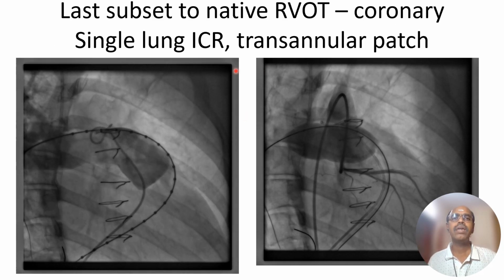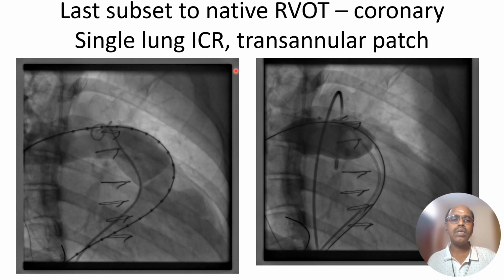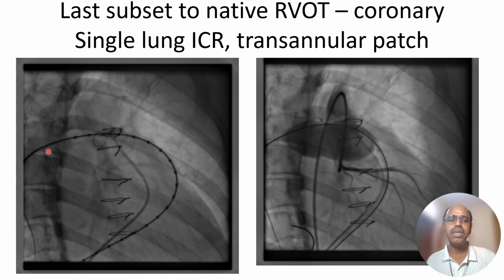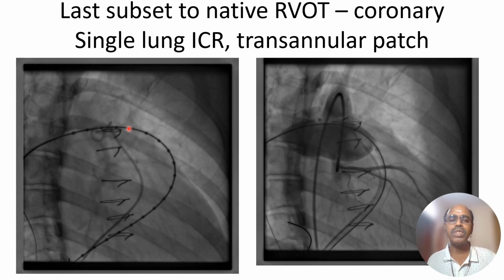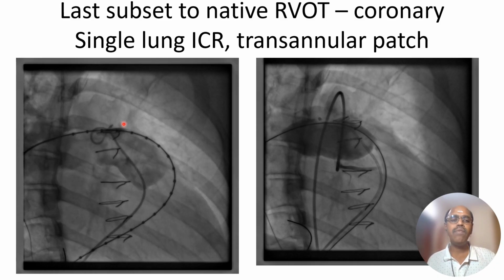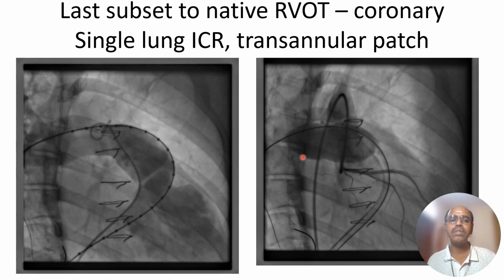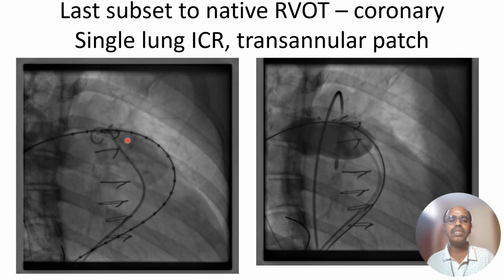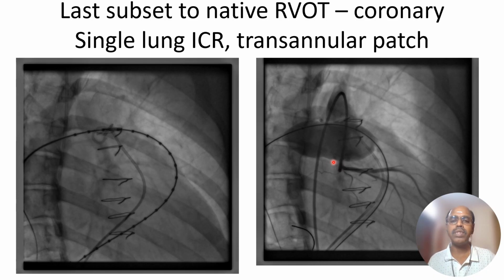Last subset is outflow tract where the coronary is extremely close. I'm going to show some examples. This is a single lung ICR. So the patient has got only a right pulmonary artery. And the main pulmonary artery to right pulmonary artery junction is the narrowest portion. So this is the potential site for a landing zone. However, when we are positioning a balloon and checking, here the LMCA is getting compressed. So if you are landing the valve in the MPA RPA junction, which is a little narrow, the patient is going to have coronary compression.